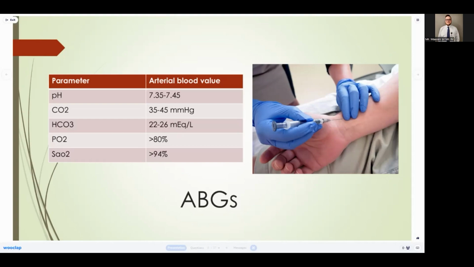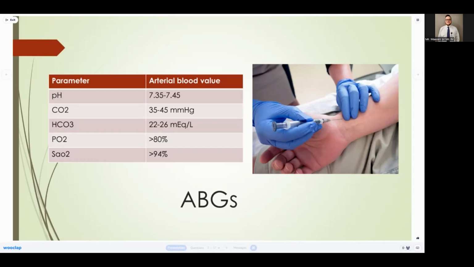ABGs, what are we looking for here? Normal parameters: pH, again, we mentioned 7.35 to 7.45. Normal CO2 levels in an ABG should be between 35 and 45 millimeters of mercury. And then normal levels of bicarb, 22 to 26 milliequivalents per liter. We want our partial pressure of oxygen to be above 80%.